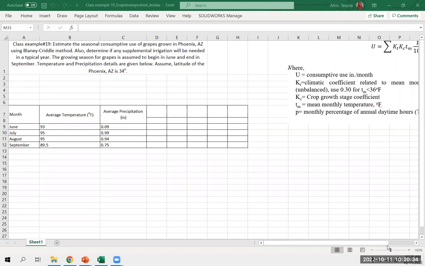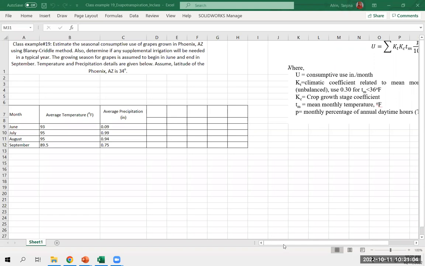Thank you very much. Now, we discussed a little bit about the Blaney-Criddle equation in our last class. Do you remember specifically for which region that equation was developed? It was actually developed for arid regions, where you don't have enough supply of water. So for that region, this equation was developed.